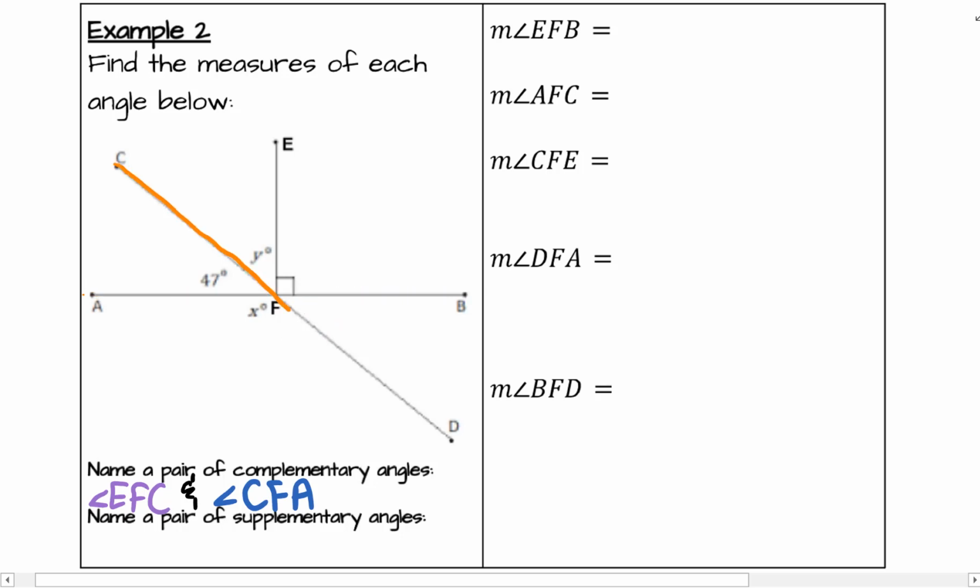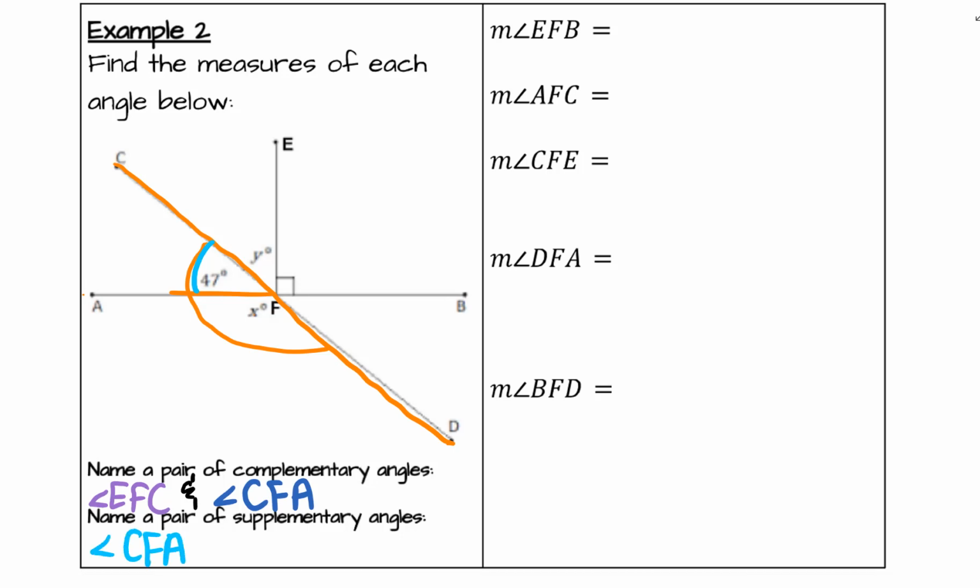Another option would be these two angles, which also make up a straight angle or a straight line, meaning these two angles will add to be 180 because they are supplementary. So either one is acceptable. I'm going to use this one: angle CFA and angle AFD are a pair of supplementary angles.